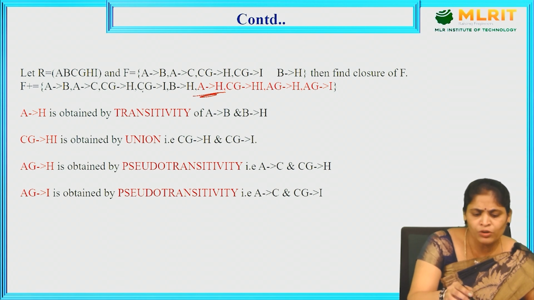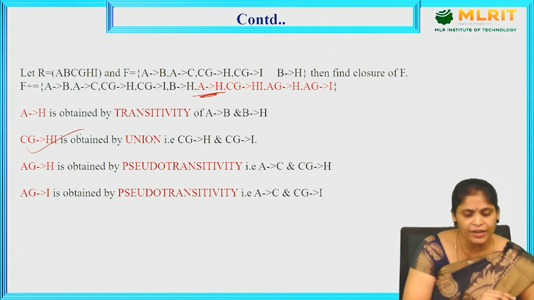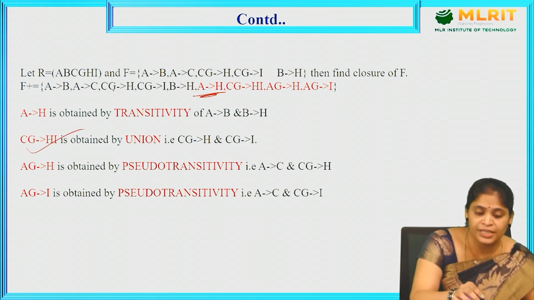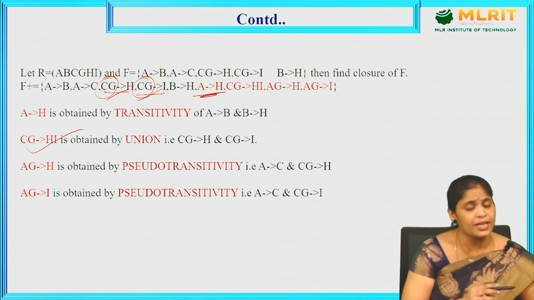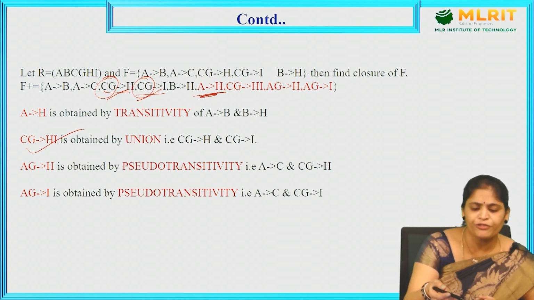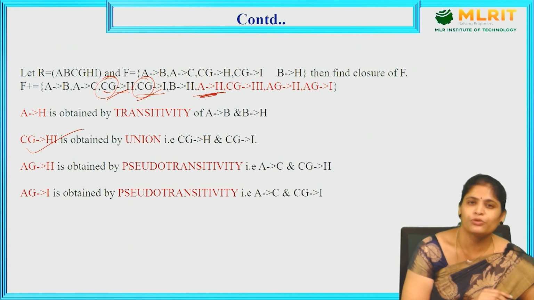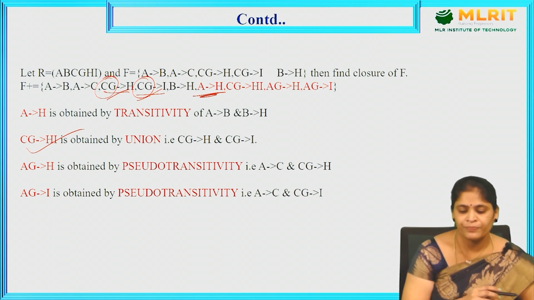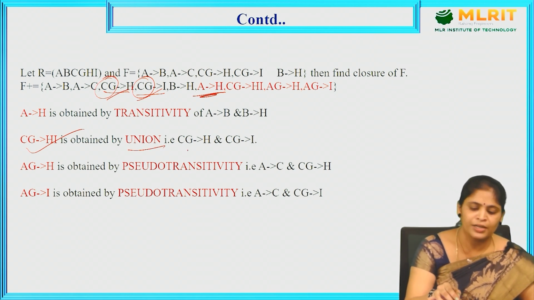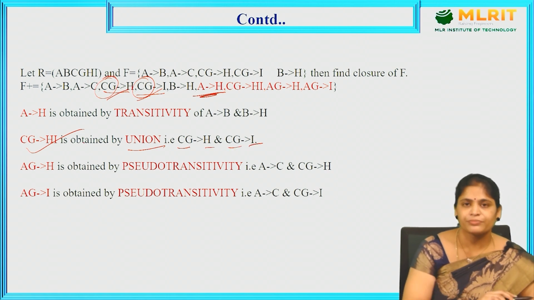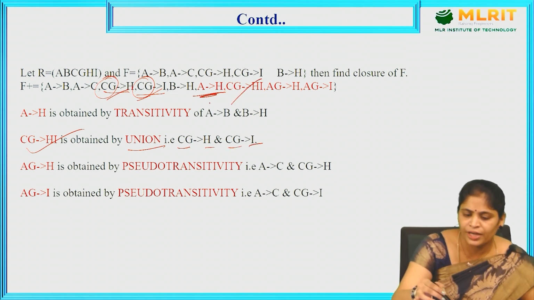At the same time, here is one more FD, CG derives HI. How can I obtain this one? From these two FDs. This is one and this is one, right? The same columns derive two different columns. So, we can combine those two by union. By the union operation, we can derive CG derives HI. So, here I have included these two.